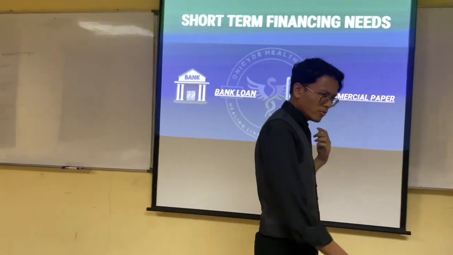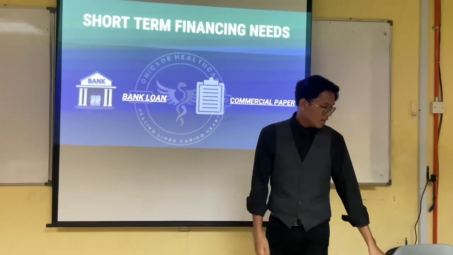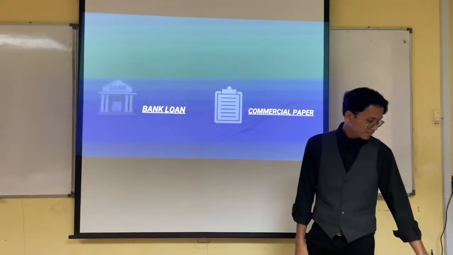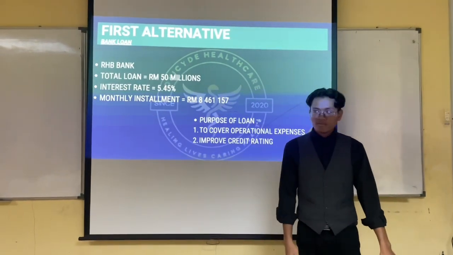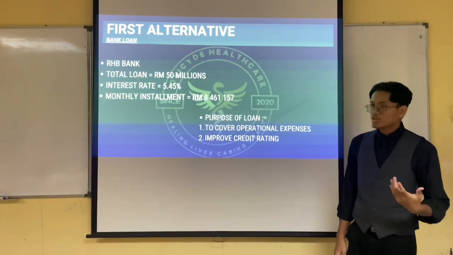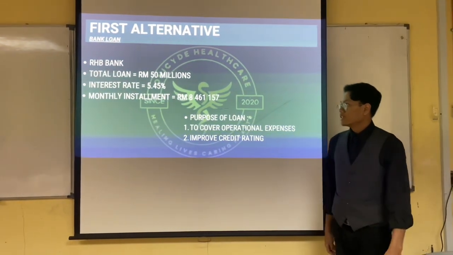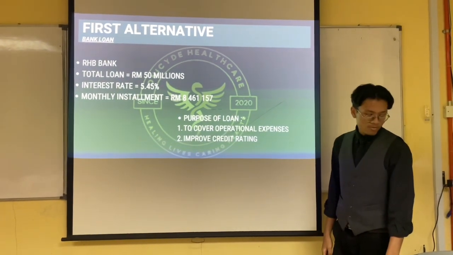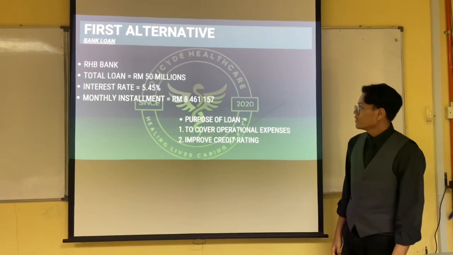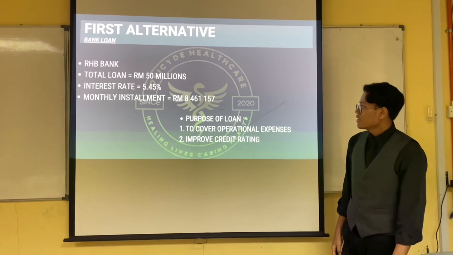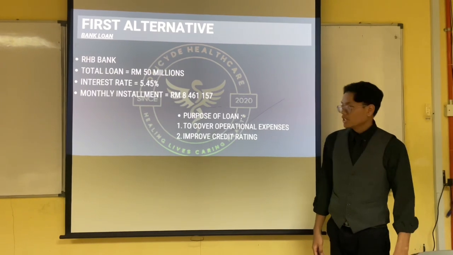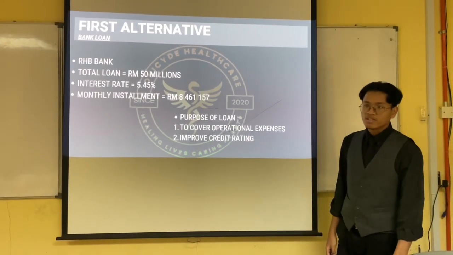So we move to the short-term financing need. We have two choices, which are bank loan and commercial paper. For the first alternative, which is bank loan, we choose Al-Hashdi Bank, where the total loan that we need is 50 million ringgit Malaysian at an interest rate of 5.45%, and the monthly installment is 8,416,157 ringgit Malaysian. The purpose of this loan is to cover operational expense, and the second one is to improve credit rating.